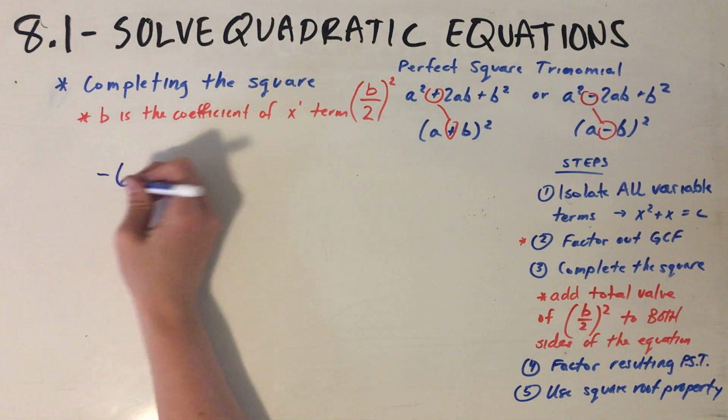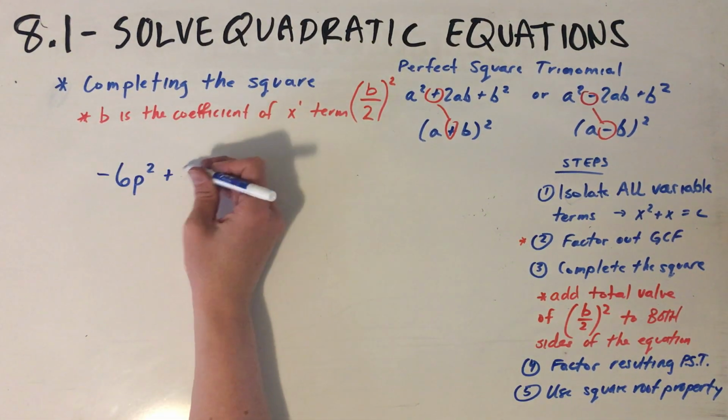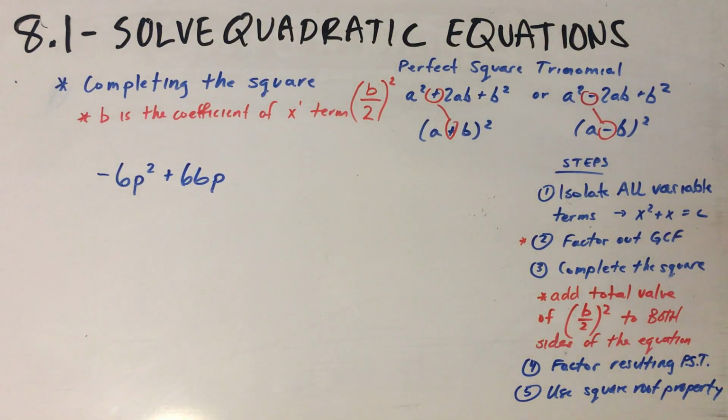So let's do negative 6p squared plus 66p. Go ahead and pause the video and tell me what you would be putting as the b squared term and what its value is in sum total.